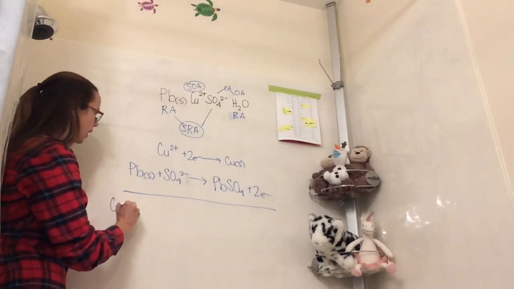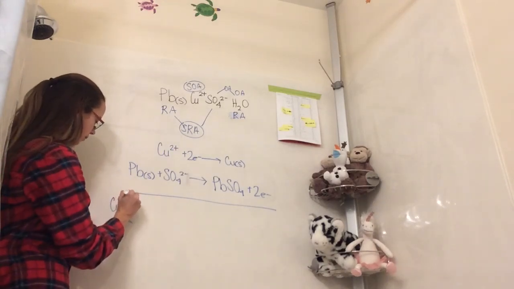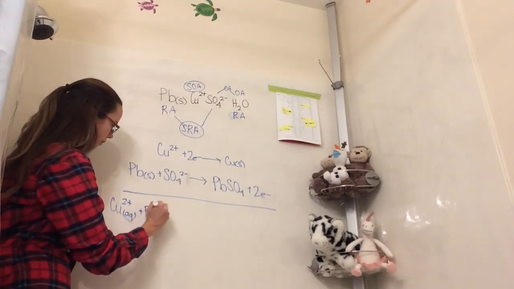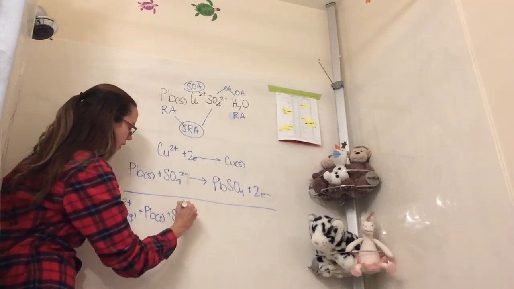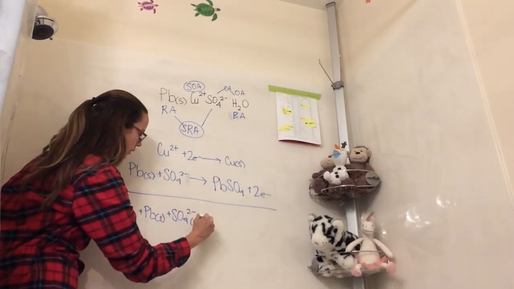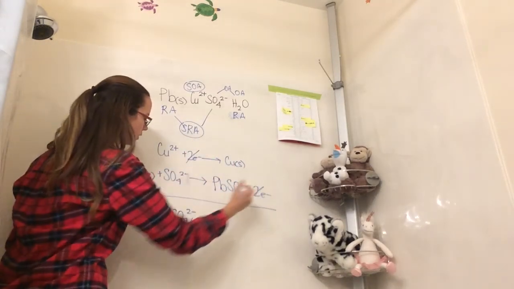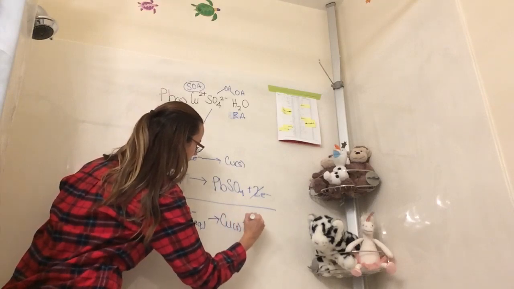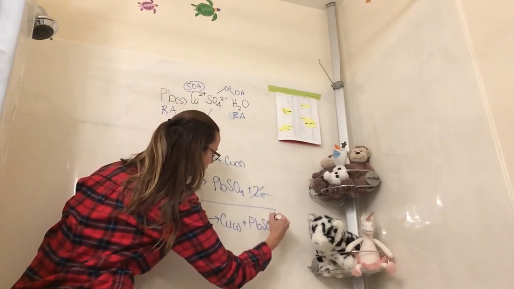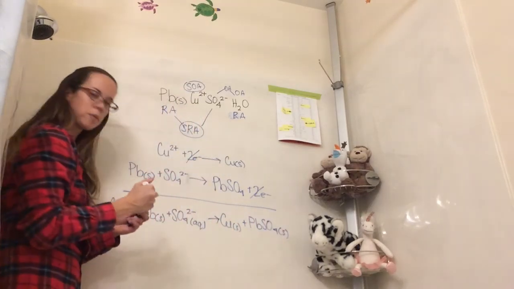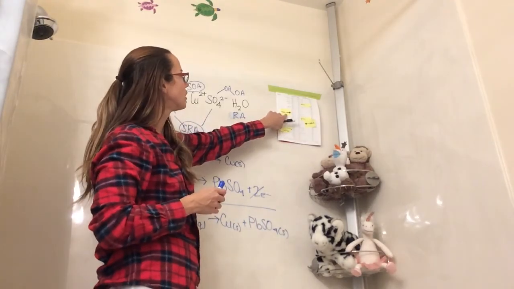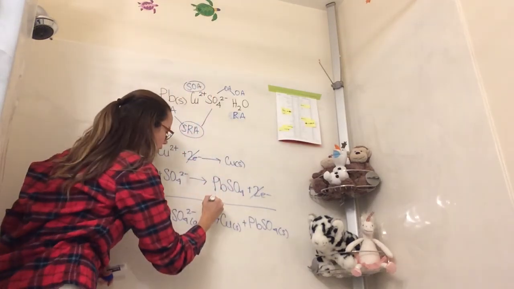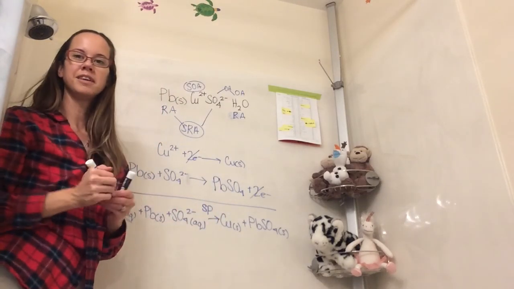So here we have copper ions plus lead solid plus our sulfate ions. Right, our electrons cancel out. This produces copper solid and lead sulfate solid. Next, we're going to predict our spontaneity. We can see that our oxidizing agent, the copper ion, is above our reducing agent, the lead and sulfate. So again, this is another spontaneous reaction.